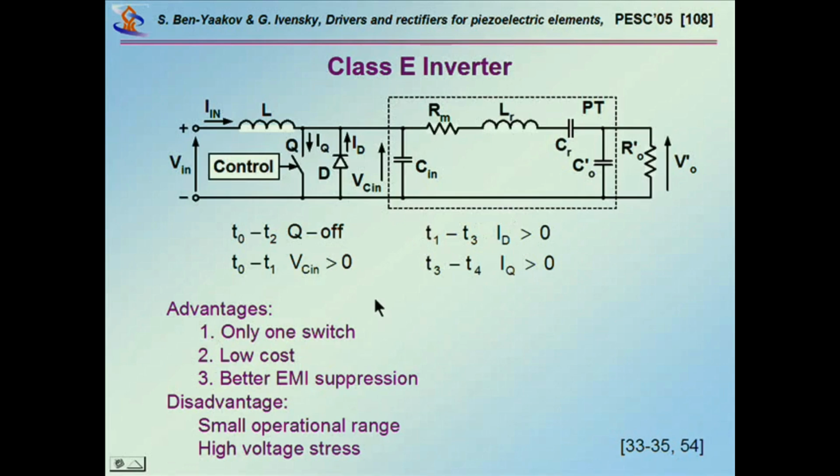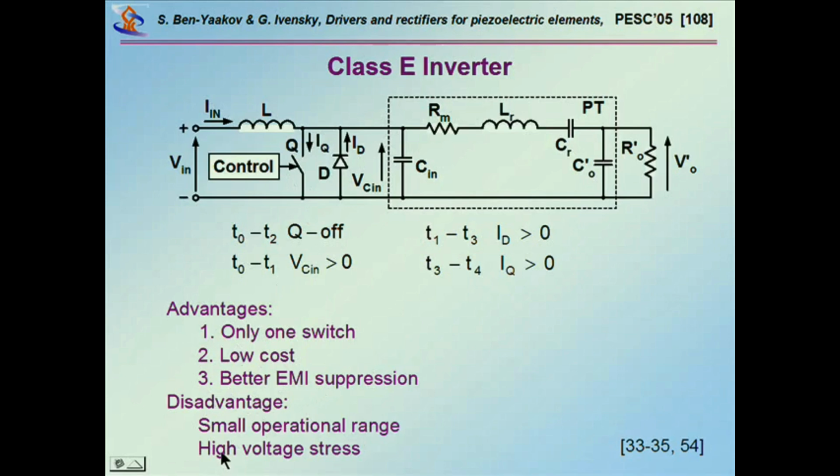Okay, another approach is the Class E amplifier that has been used and demonstrated, and it has nice features to it. Here we see the inductor, the switch. This is the anti-parallel diode. This is the piezo element, and this is the load, everything reflected to the primary. And the nice feature is that it has only one switch. It's really simple to implement, and of course the sinusoidal waveform lends itself to better EMI suppression.